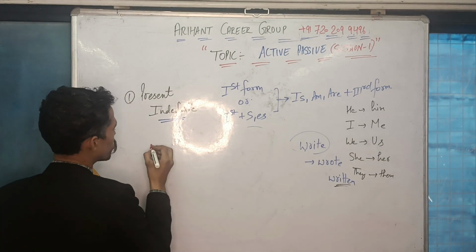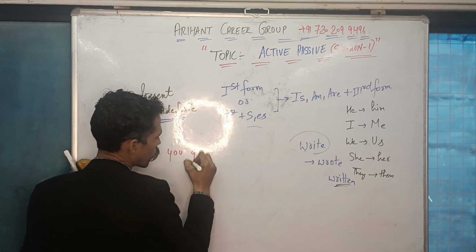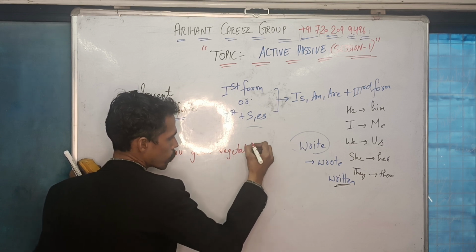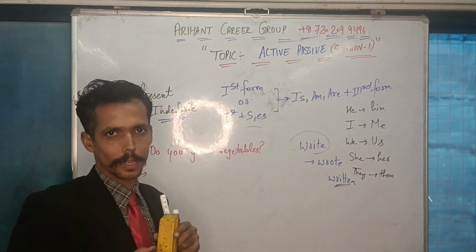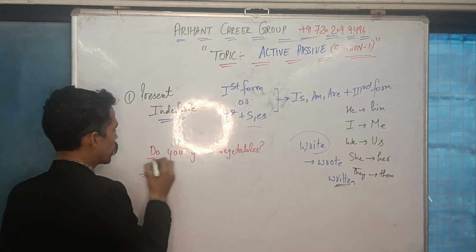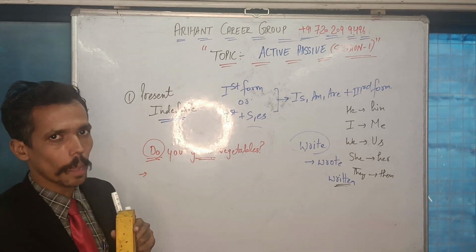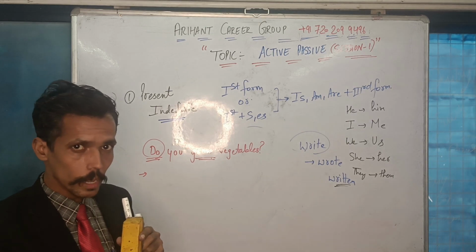Now let us write one more sentence which is in interrogative form. The question is, do you grow vegetables? So if I say do you grow vegetables, again you are getting two verbs. This is a verb, this is a verb. Just because of that, I will come to know which rule is applicable. Do is the first one, do, did, done. So that means rule 1 is applicable: is, am, are plus third form.